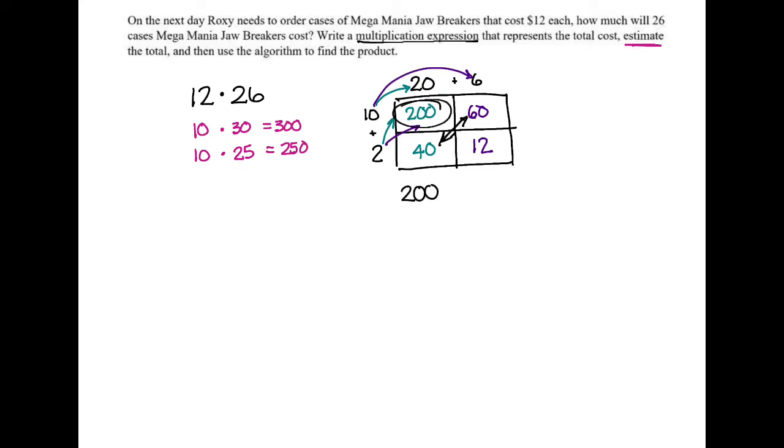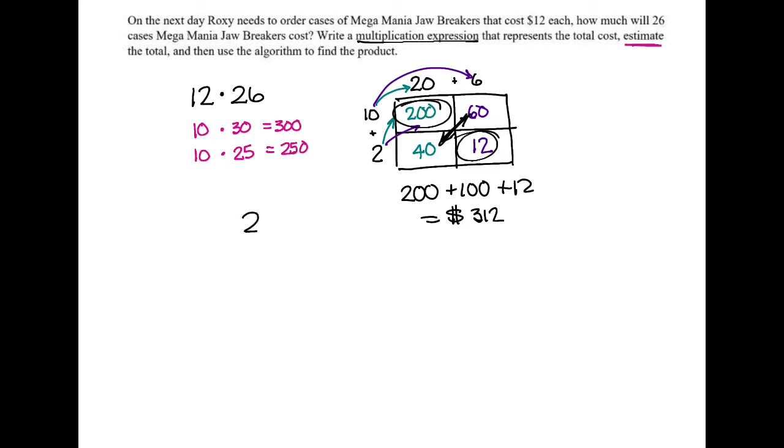And now these two add up to give you 100. And then the 12. So 200 plus 100 is 300. So we have $312. Okay, so that's how the area model works with a two-digit number times a two-digit number. Okay, now let's do the algorithm. Let me show you how that compares.